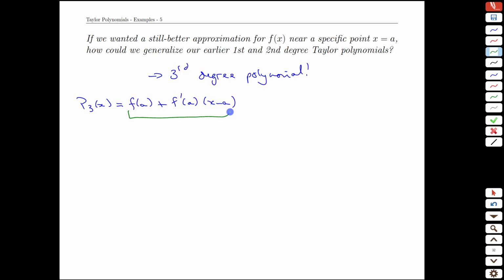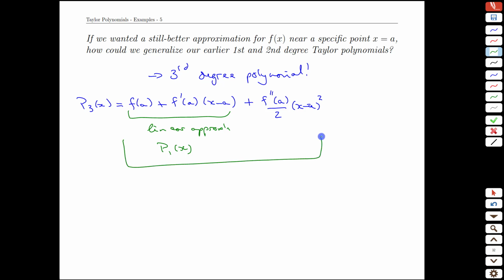We would see the linear approximation, or we might call it P1 of x, the first degree Taylor polynomial. And then we could add our second degree polynomial with the over 2 and x minus a squared. That captures the second derivative information. So that would be our P2 of x. And if we wanted to add a third term, you can imagine it would share the third derivative information. We would have a cubic term as well.